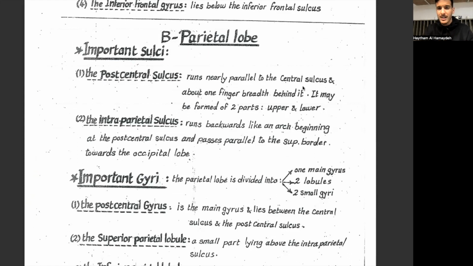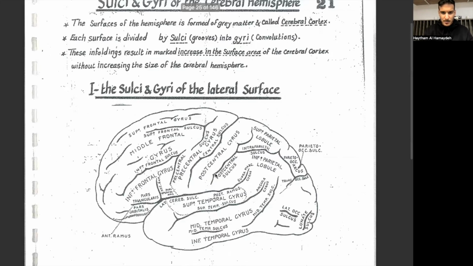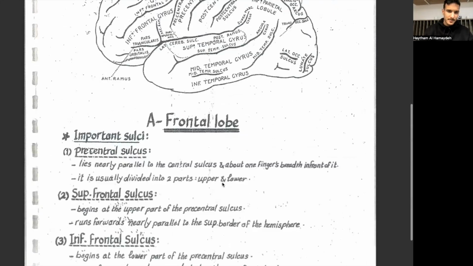It runs nearly parallel to the central sulcus and about 1 finger breadth behind that. It may be formed of 2 parts, the upper and the lower. Here is the sulcus that I was talking about, the post-central sulcus. The post-central sulcus and central sulcus have between them the post-central gyrus.